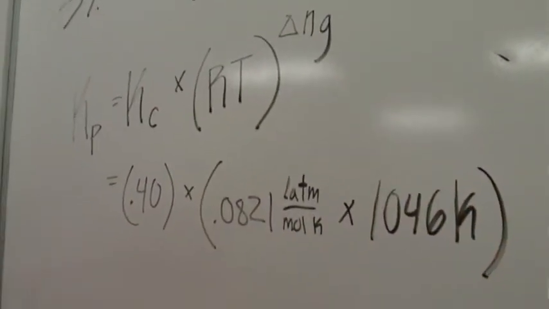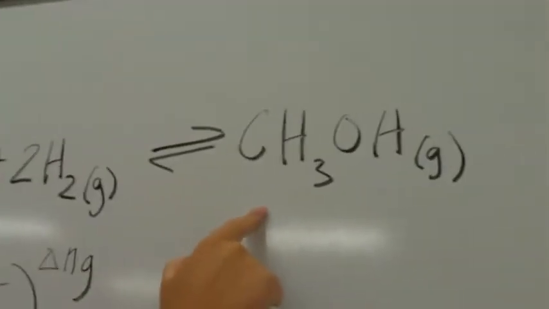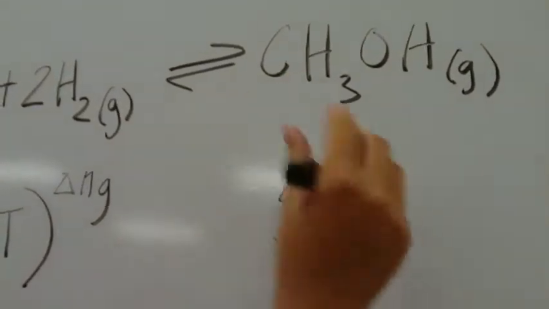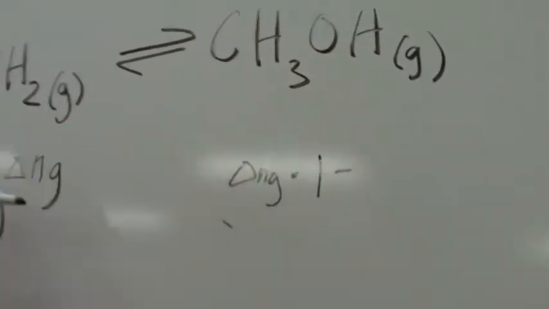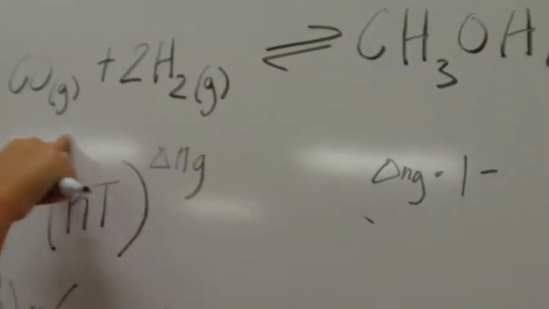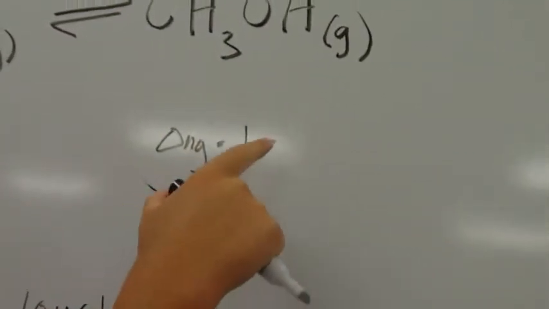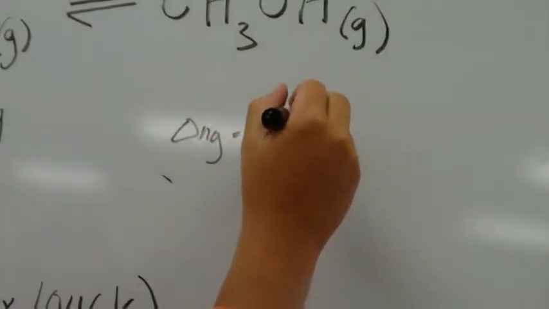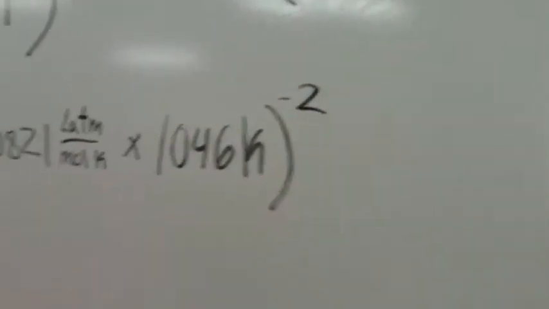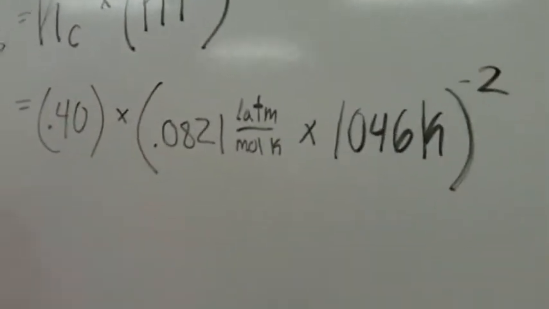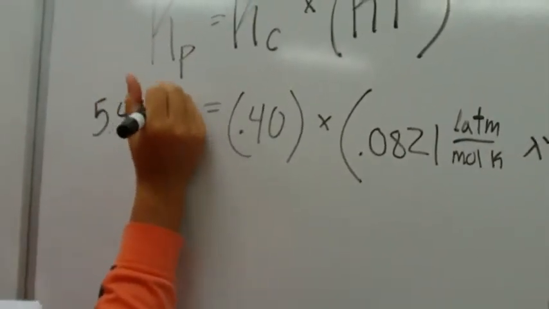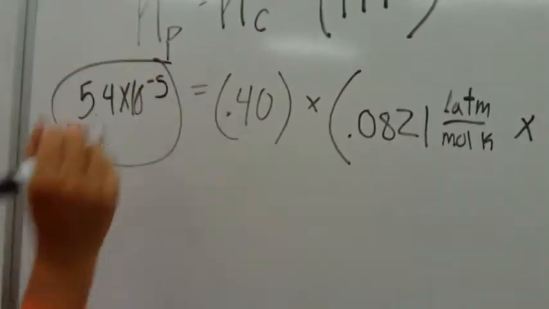And then we're going to raise it to the change in number of moles. And so up here, for products, we've got 1 mole of gas. So 1 mole of gas minus, we've got 2 moles of gas plus 1 mole of gas equals 3 moles of gas for reactants. So products minus reactants is 1 minus 3, and that's going to give us a -2. So we're just going to put -2 right there. And when we do this math across, we get the Kp value to be 5.4 times 10 to the -5. And that's the answer.